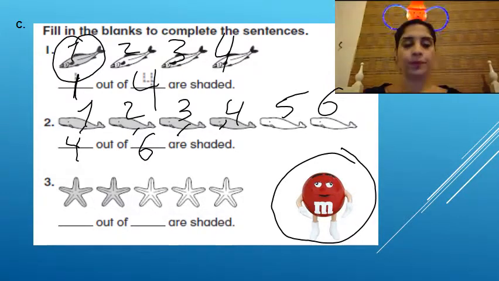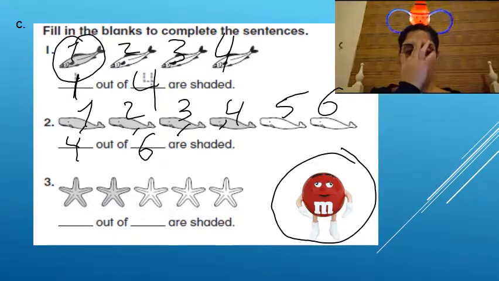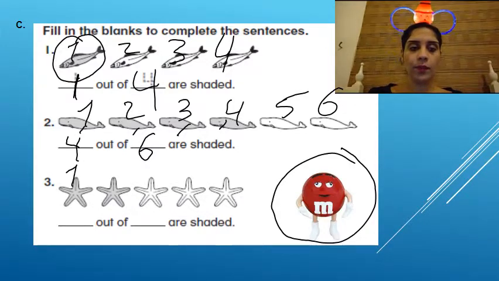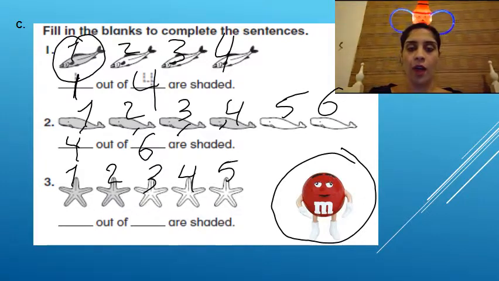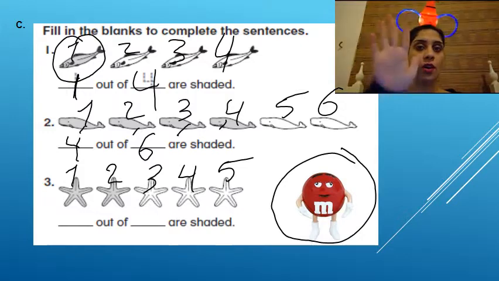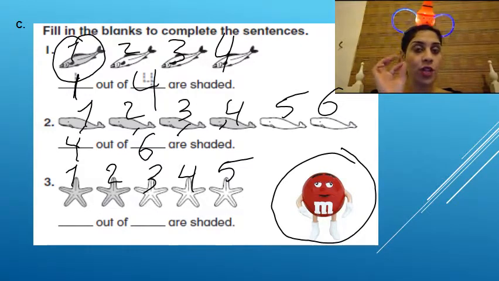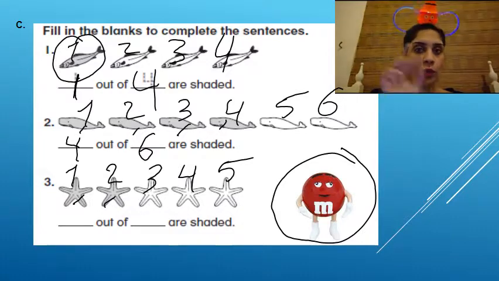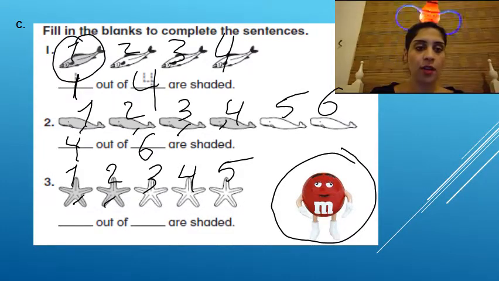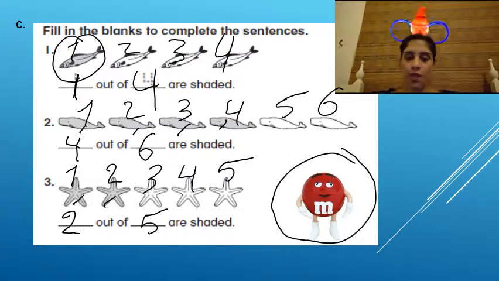Not all. Now, let's count the sea stars. 1, 2, 3, 4, 5. How many stars are there in all? There are 5 stars in all. But how many are shaded out of these 5? 1, 2. Only 2 that are colored inside are shaded. 2 out of 5 are shaded.